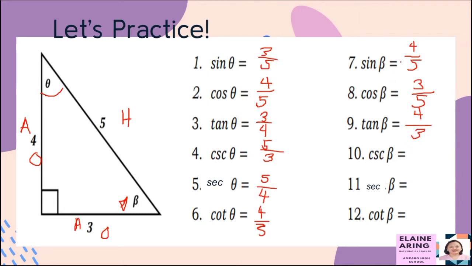Cosecant, baliktarin nyo lang itong si sine B, so we have 5 over 4. Secant B, we have 5 over 3. And lastly, si cotangent, we have 3 over 4.